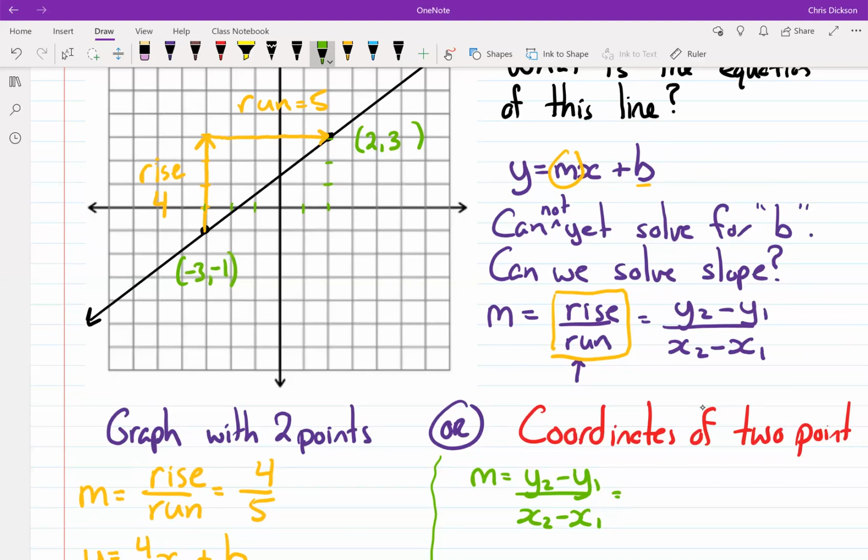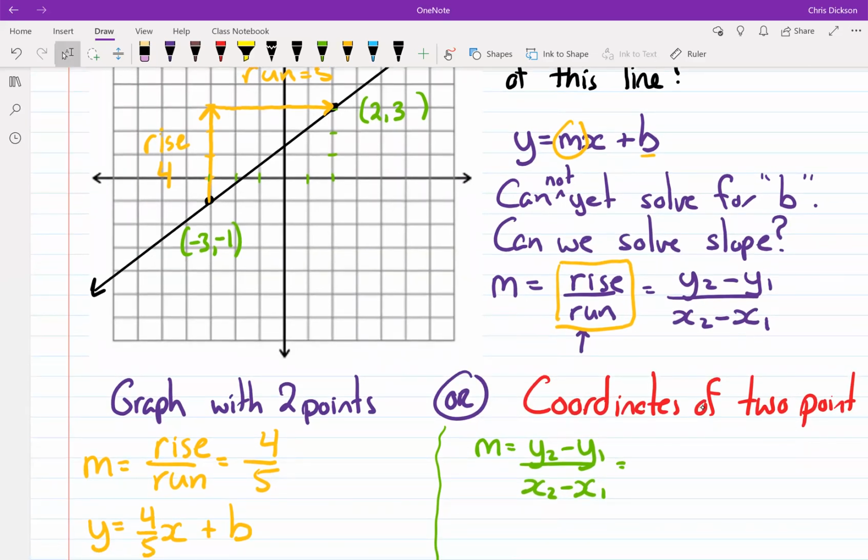Negative 1 downwards. Okay, so I'm going to do y2 minus y1. So I'm going to make this x1, y1, x2, y2. Remember, you could do it the other way if you want. It's totally up to you. So my y2 is negative 1. Now I'm subtracting y1, which is 3. So you can see that's going to give you a number of 4, but negative 4. So I hope the bottom is going to be negative.